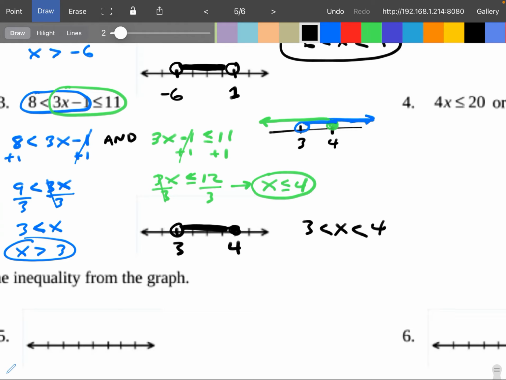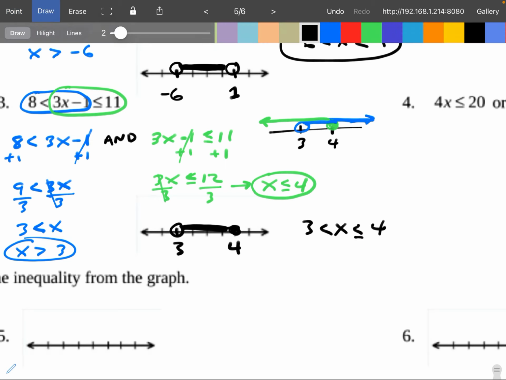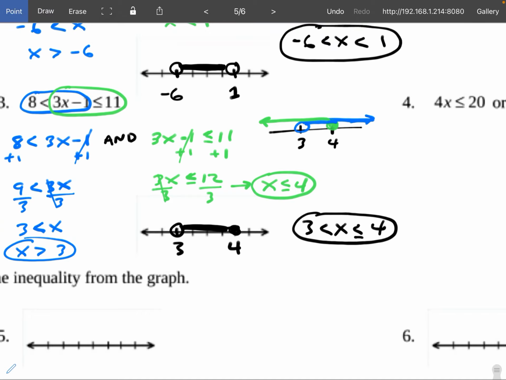All right, and then we got to be able to write that solution. To write that solution, you put the 3 on the left, you put the 4 on the right, you put the x in between, you make a less than, but which one has the equal to bar on it? Yeah, you have the solid dot at 4 right here, right? You got the solid dot at 4, then you're going to need the equal to bar right here. So it's going to be like that. So that's how you write the solution.